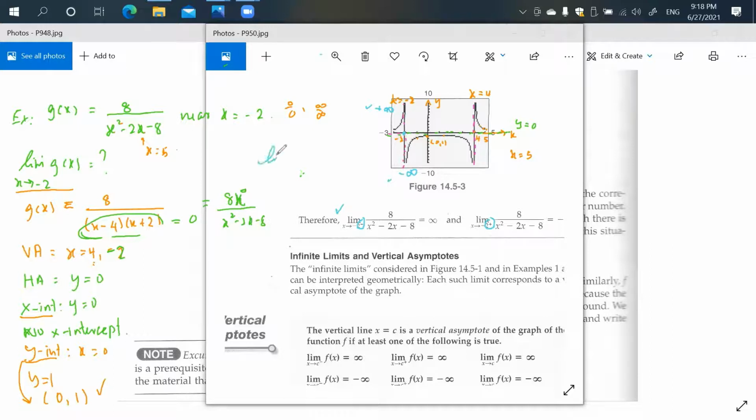But if the question asks limit f of x when x approaches -2, no plus, no minus on the right corner number 2, you answer what? Does not exist. Okay, because they're not equal, plus and minus. Okay, so now go to the next example.